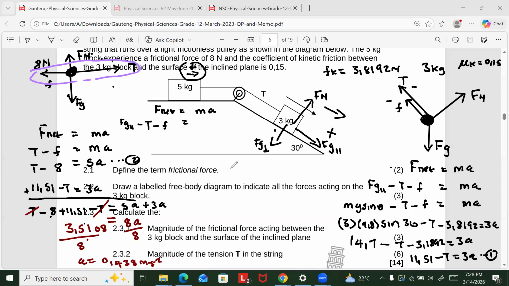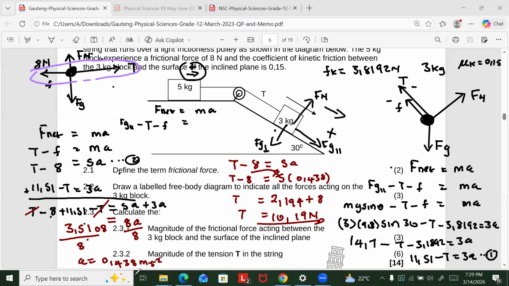Now to find the tension, we take one of the two equations: T minus 8 is equal to 5a. We substitute a as 0.438, so T is equal to 5 times 0.438, which is 2.194, plus 8. Then our tension will be 10.19 newtons.